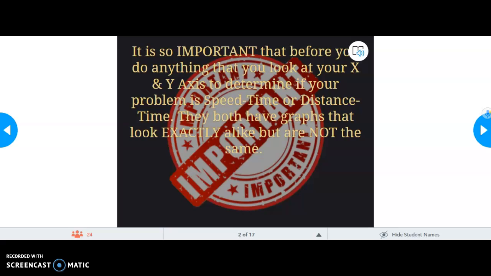But again, obviously you can see here, it's important that before we do anything to a distance time graph or a speed time graph, the first thing we realize is it a speed time graph or a distance time graph? Now, we noticed when we were taking some SchoolNet tests, there's also something called a position time graph, but the position time graph is the exact same thing as a what?